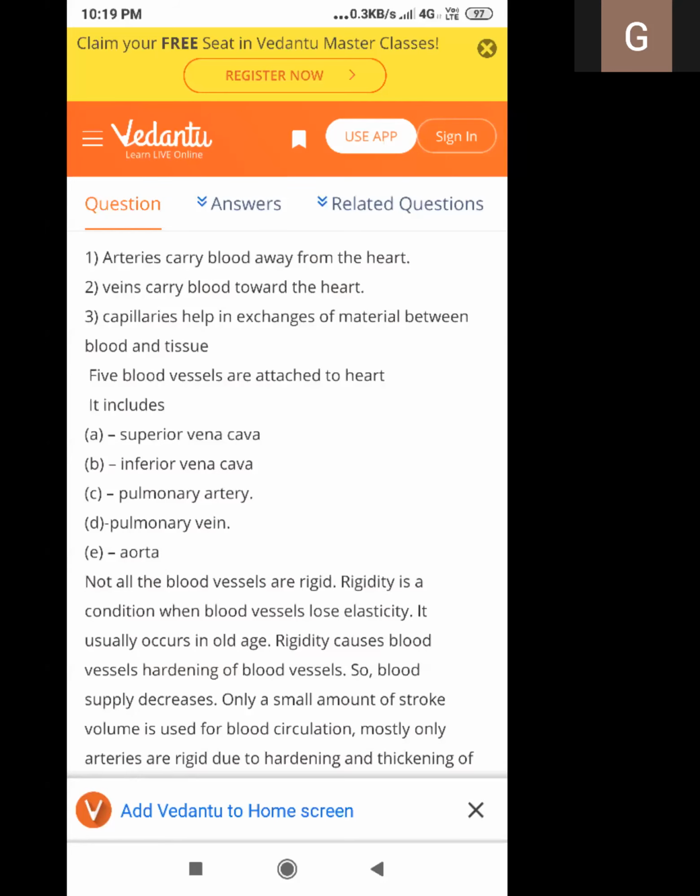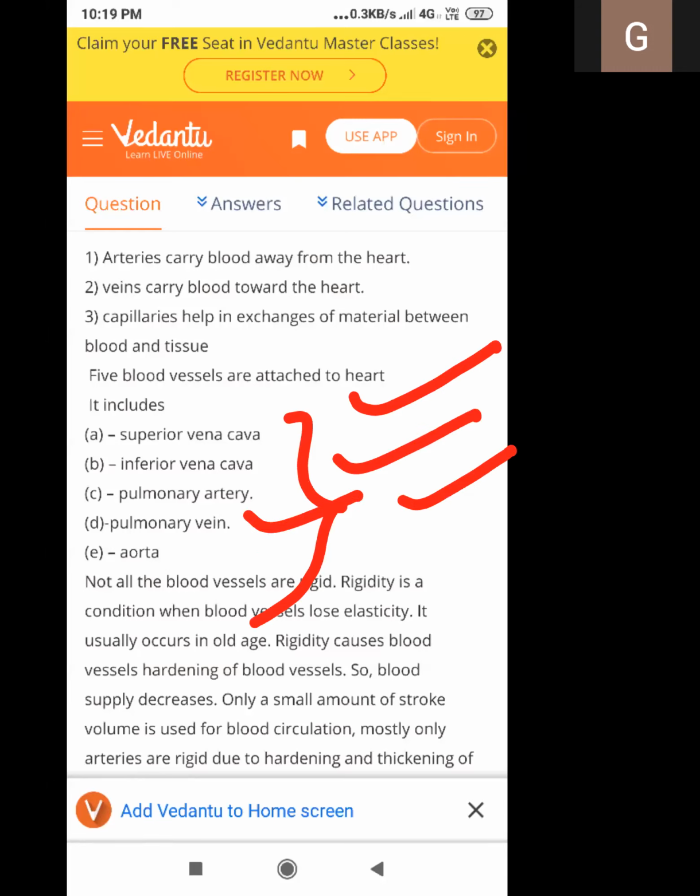So I have told you about 5 blood vessels. These are the 5 blood vessels we have: superior vena cava, inferior vena cava, pulmonary artery, pulmonary vein, and aorta. This aorta is the largest artery. The smallest one is pulmonary artery. So which is the largest blood vessel? That is aorta.